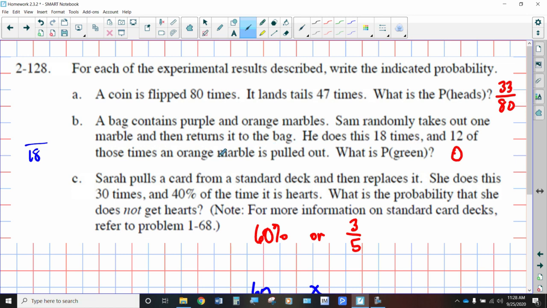And 12 of those 18 times, an orange is pulled out. So the probability of pulling out an orange would be 12 out of 18. Which means 6 out of 18 would be purple. And why are they asking us about green? There were no green. So 0 out of 18 is the same as 0.